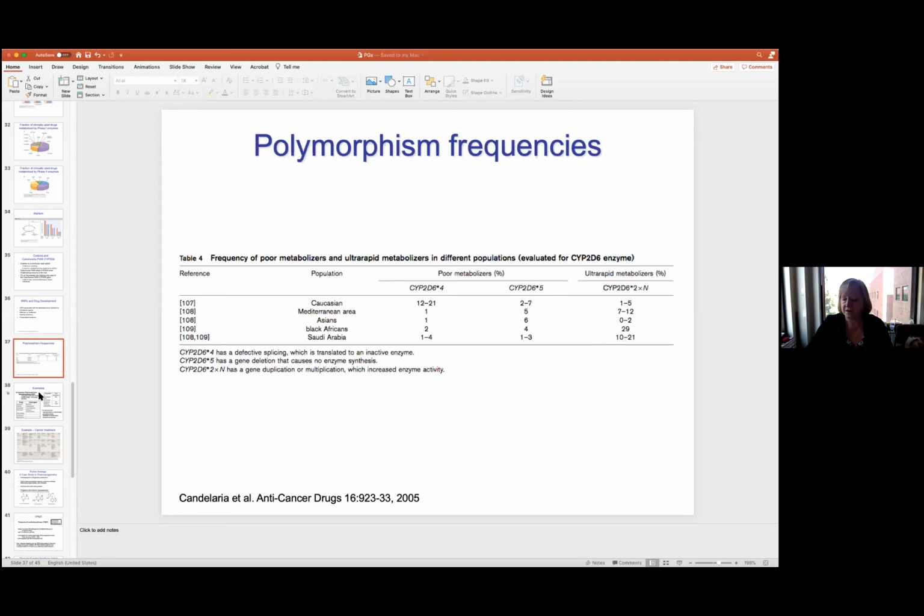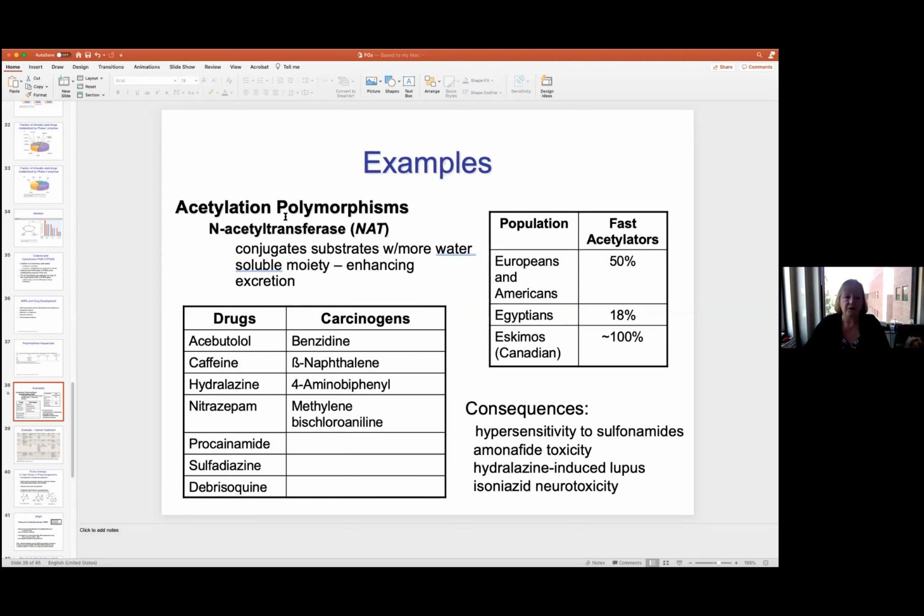And so here's an example. If you have acetylation polymorphisms, this is, remember, one of those that conjugate substrates with a more water-soluble moiety, so that enhances excretion. So think about it. Does that make it a phase 1 or a phase 2 enzyme? Phase 2. Very good.